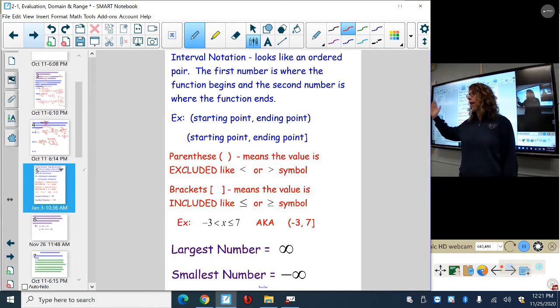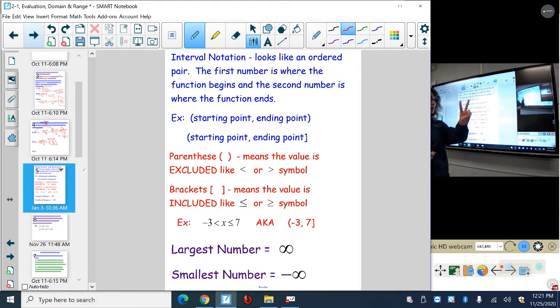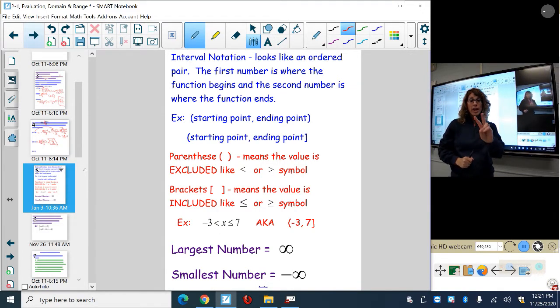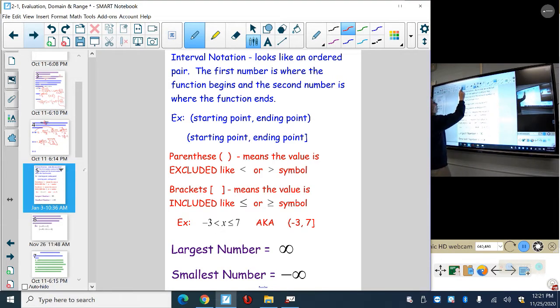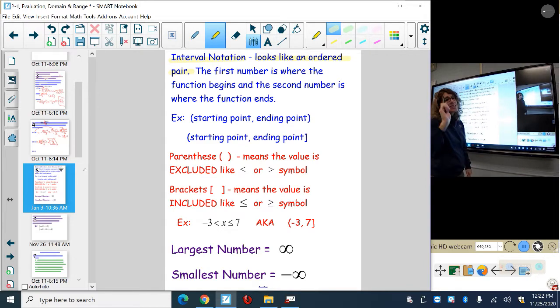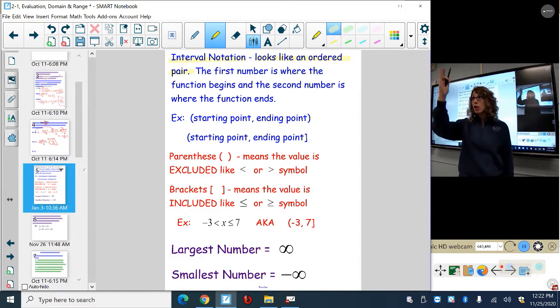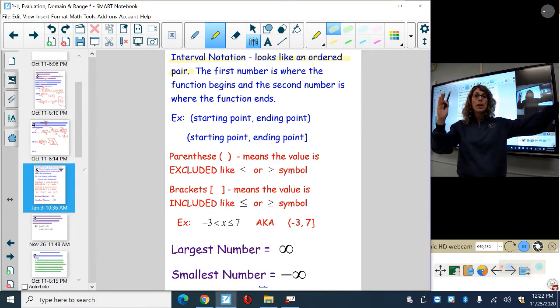Domain we read from left to right, and range we read from bottom to top. Okay? There are two types of notations we're going to be using, interval and set. Set has the braces, interval has parentheses and brackets. So, interval notation looks like an ordered pair. It is not an ordered pair. It is a starting point going over a period of several values with an ending point.